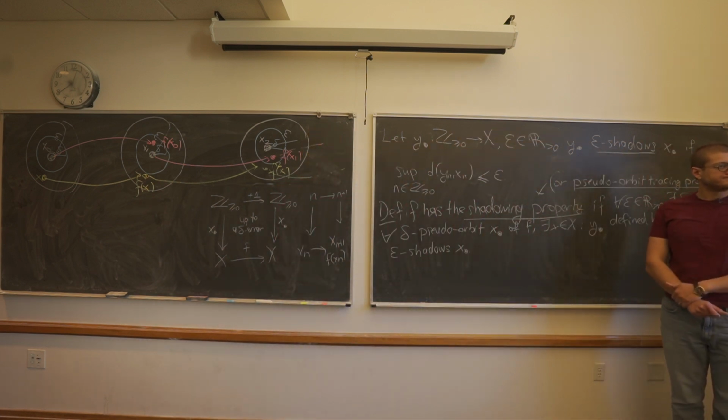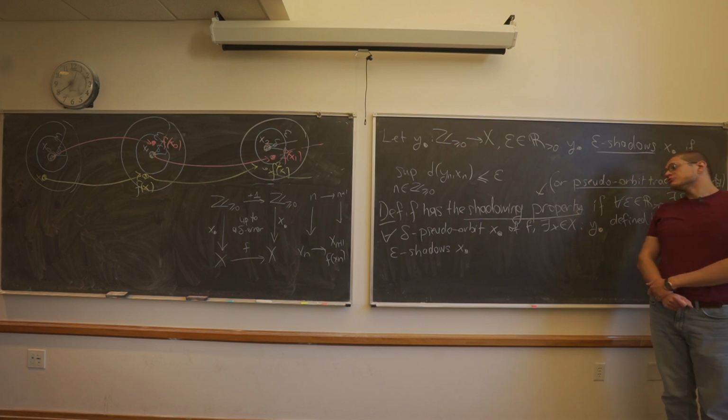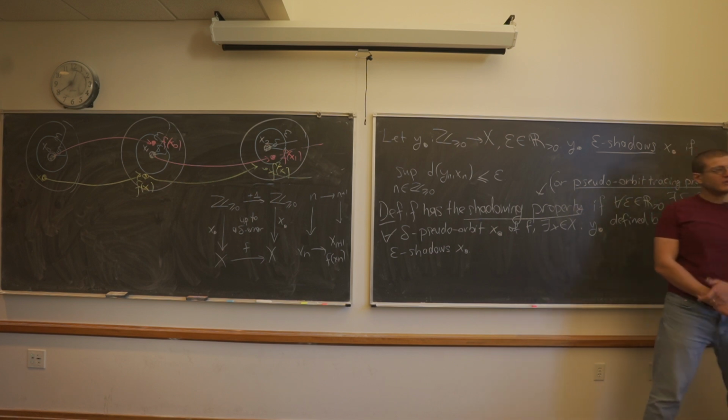Is it like, it has the shadowing property if any delta-pseudo-orbit approximates the true orbit? Is that kind of the idea? It's the other way around, actually. You can think of it like that as well.